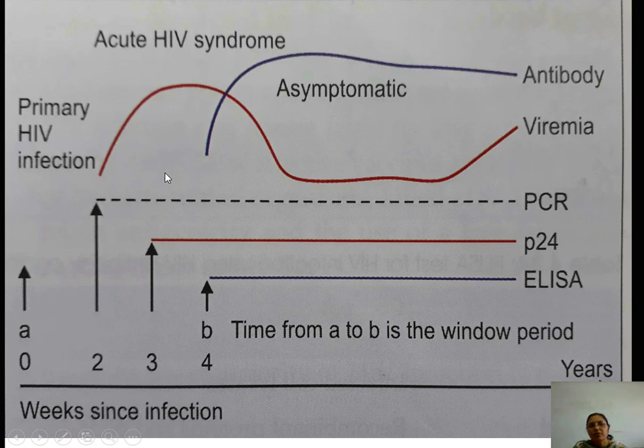Then what we do is detect it with the help of the polymerase chain reaction test, that is PCR, and P24 capture antigen. These two, the P24 core antigen and the envelope proteins, are detected by the PCR. So, the window period is very important at this stage because the person is very infective and can be detected by certain important tests which are not done in routine or in screening.